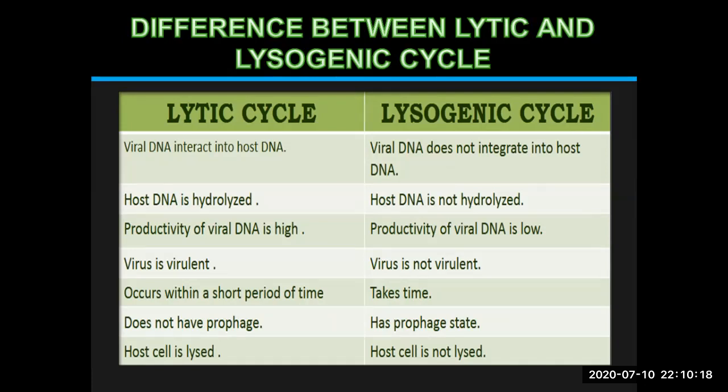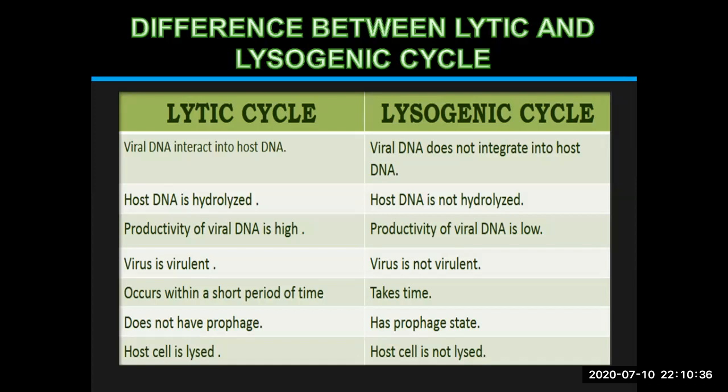In lytic cycle, productivity of viral DNA is high. In lysogenic cycle, productivity of viral DNA is low. In lytic cycle, virus is virulent. In lysogenic cycle, virus is not virulent.